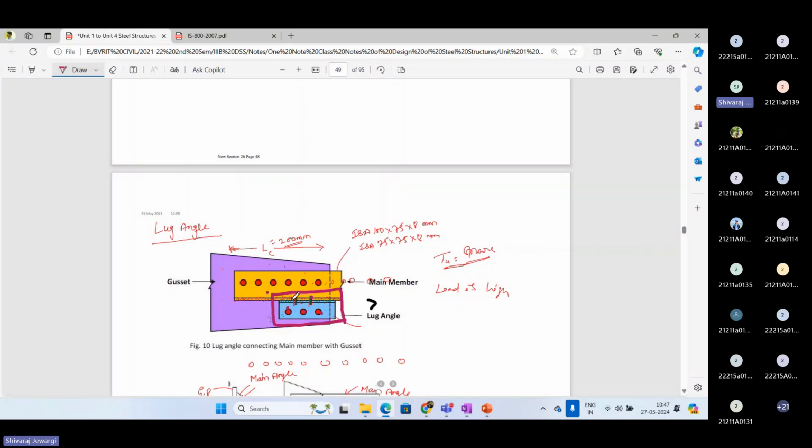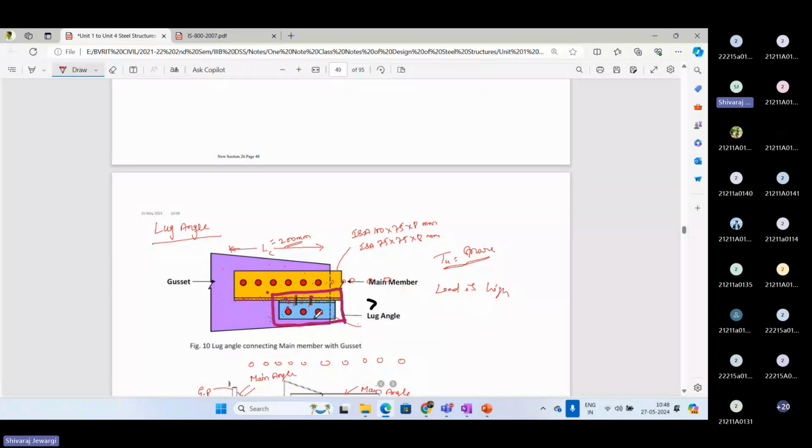So these are the two outstanding legs, and both are connected. This is one outstanding leg of a main angle, and this is one outstanding leg of a main angle. So both are connected. And then coming to the connected leg, this is a connected leg. Here 6 bolts are provided. And then this is also a connected leg of a lug angle.